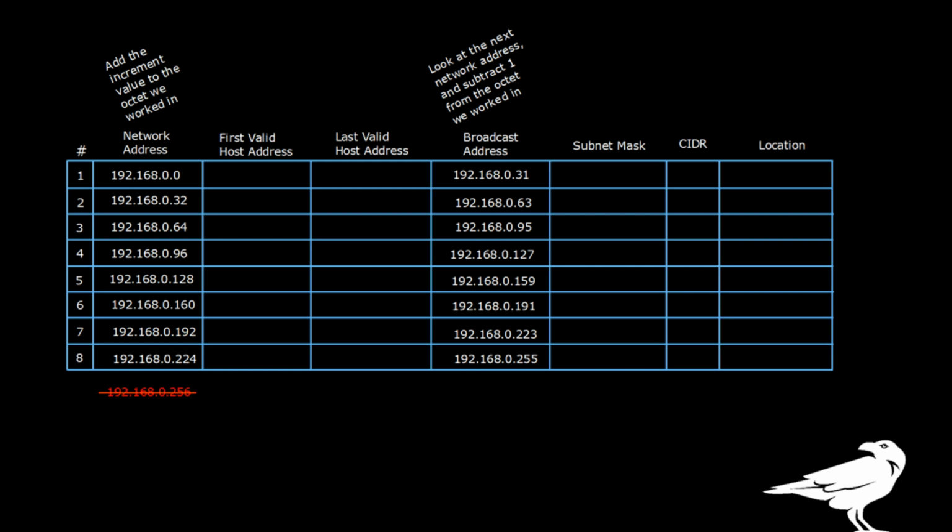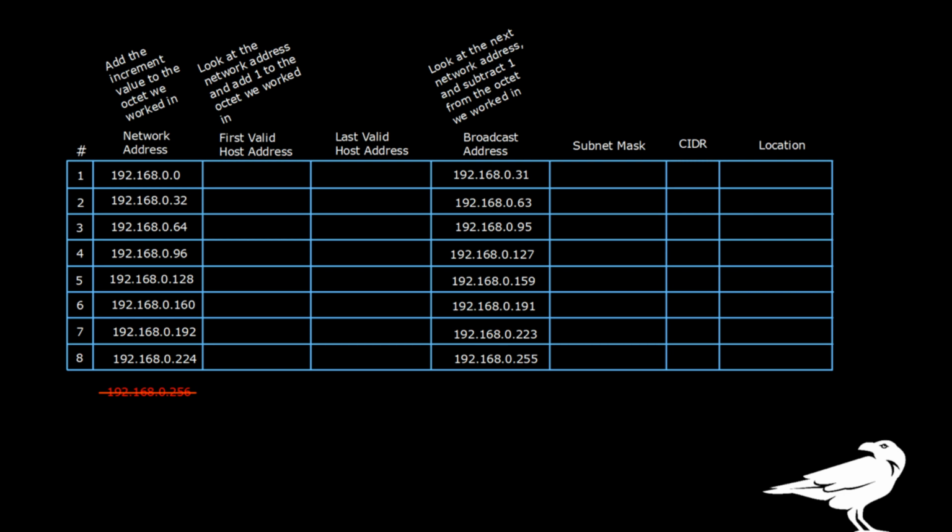And let's start working out the useful IP addresses for giving to our hosts, be them clients, servers, printers, routers, whatever. So to work out the first valid host address for each of my subnets, I am going to look at the network address and I am going to add 1 to the octet that we were working in.